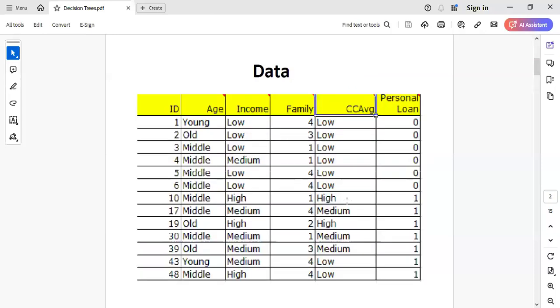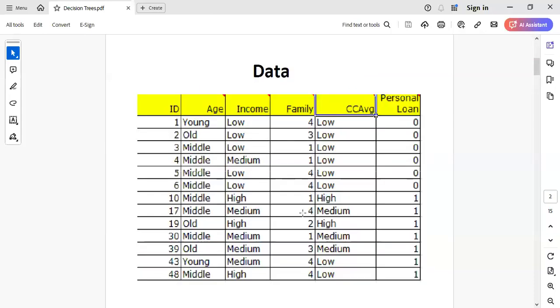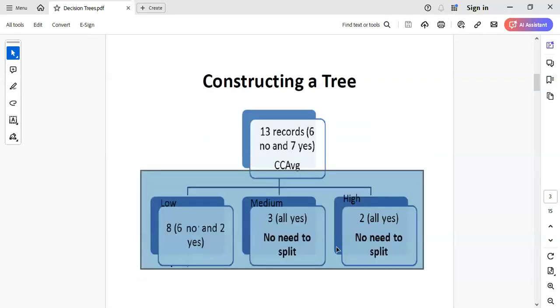Coming to medium, there are 3 records which come under the medium category, and all of them are of class or category 1. So medium has 3 records and all are yes. Coming to high, we have 2 records of high, and both of them are of class 1. So 2 records are of high and all are of class 1, means yes. Here what we should understand is, if we have a certain number of records and all these records are of the same class, whether yes or no.